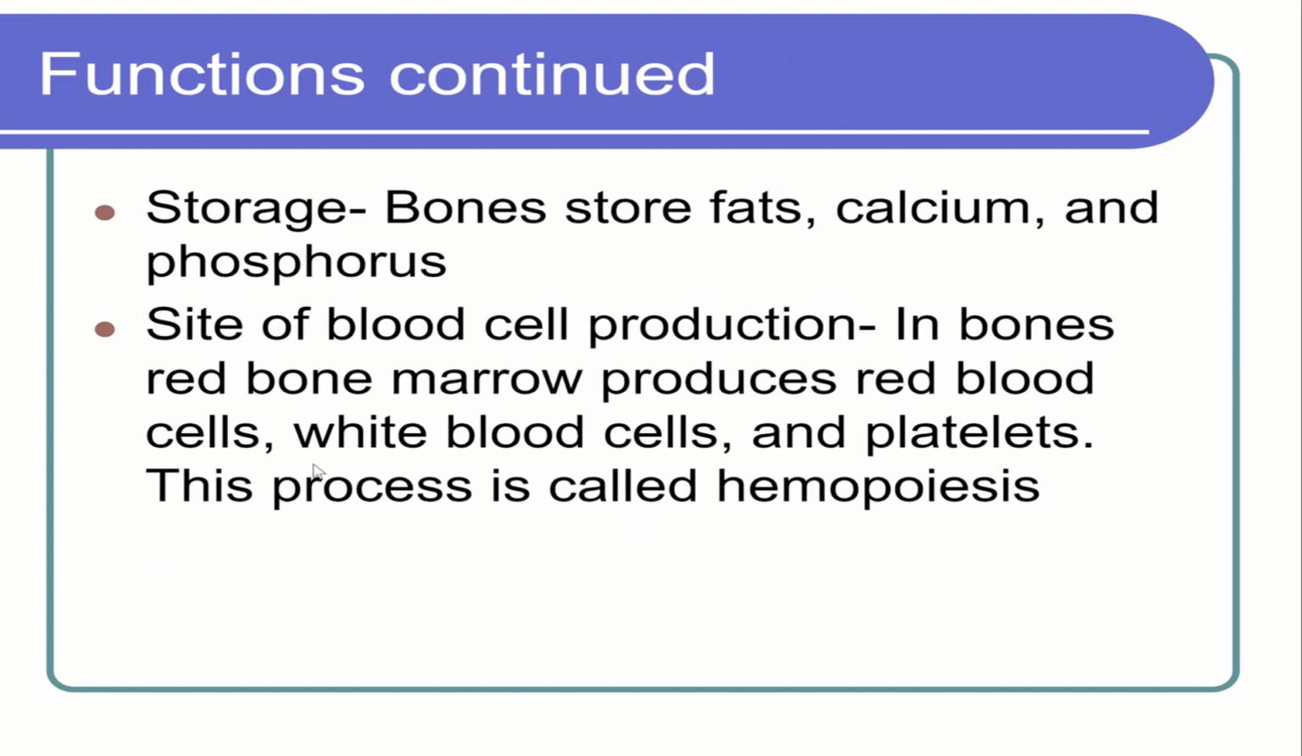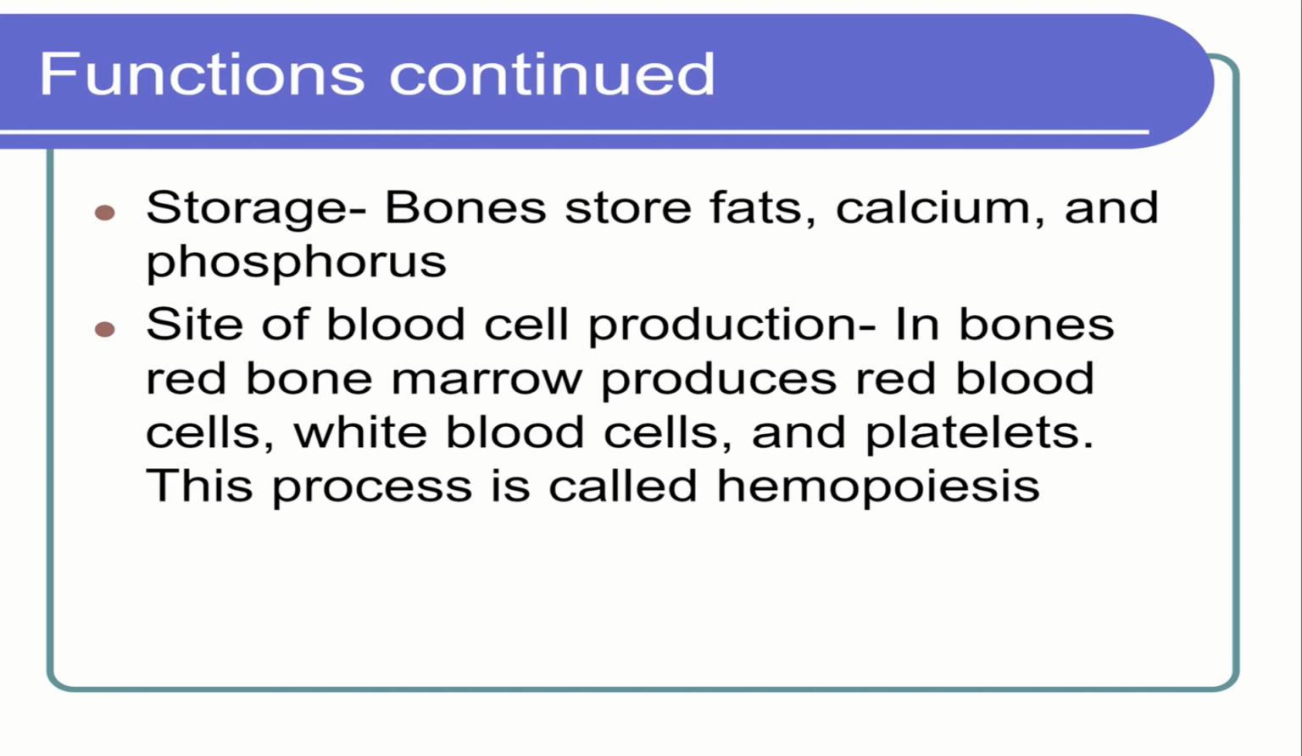We have storage. So we don't often think about bones being a place where we store fats and things, but bone marrow is a huge source of fat, and it also is a great place for storing some minerals that we need, things like calcium or phosphorus. It is all throughout the body, so you have access to those minerals anywhere throughout the body that might need them.